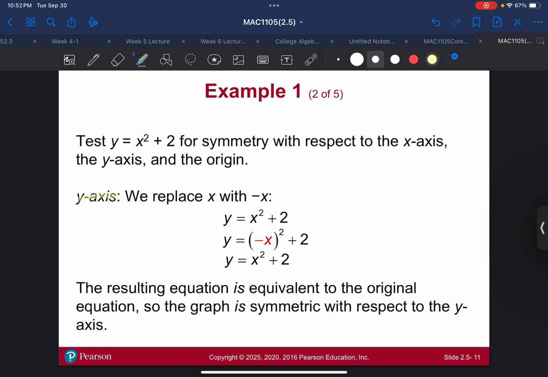So now we'll test whether it's symmetric to the y-axis. So we'll replace x with negative x. And so this is the original, and we are replacing x with negative x. Negative x squared becomes positive x squared. So this does result in the original equation. So therefore it is symmetric with respect to the y-axis.